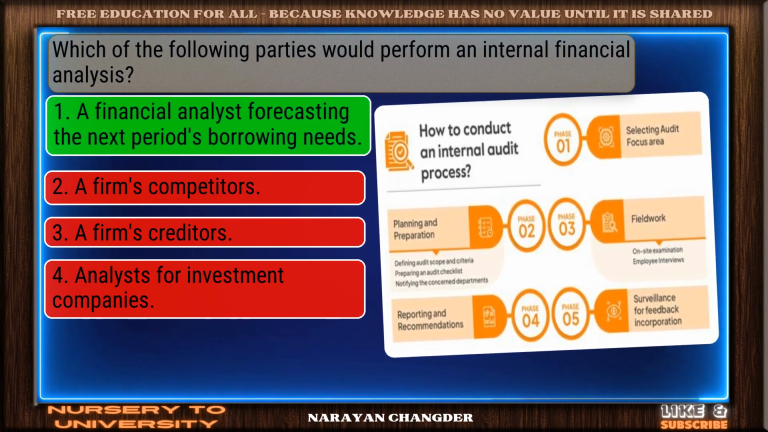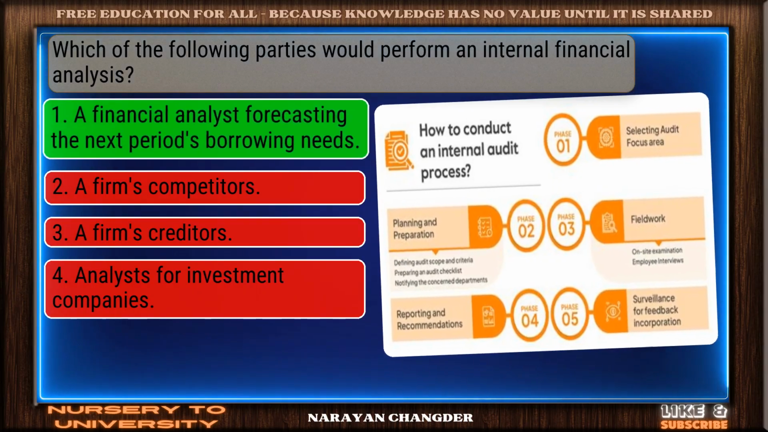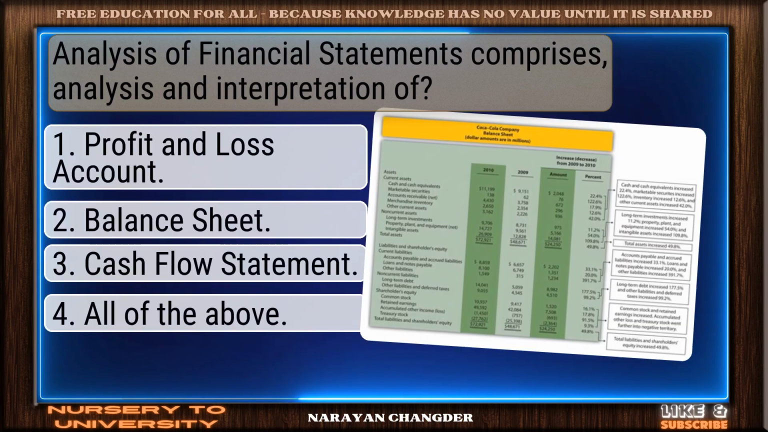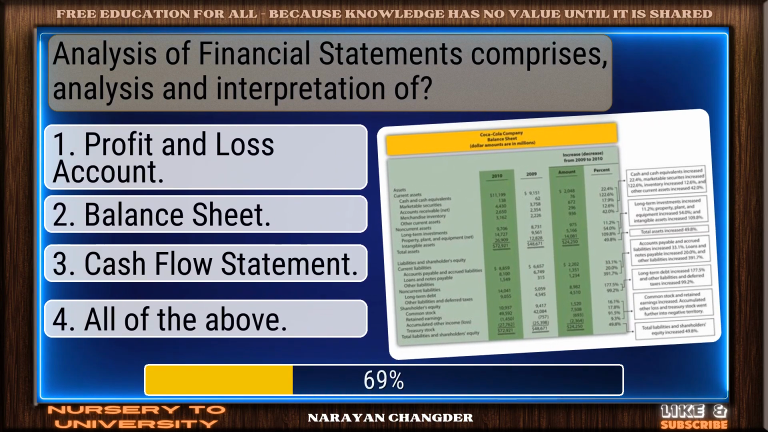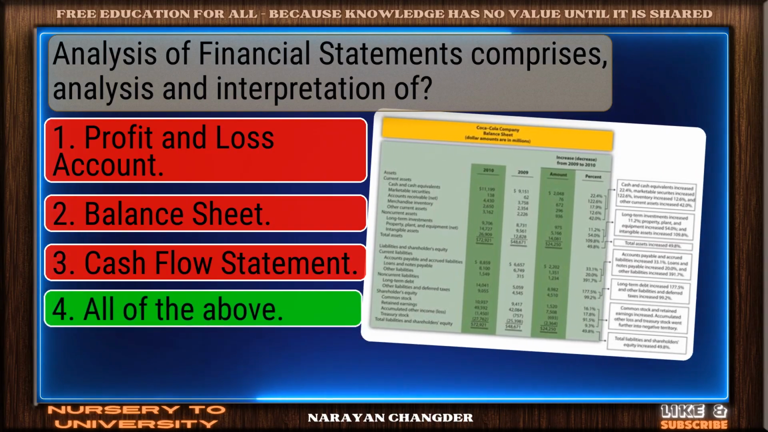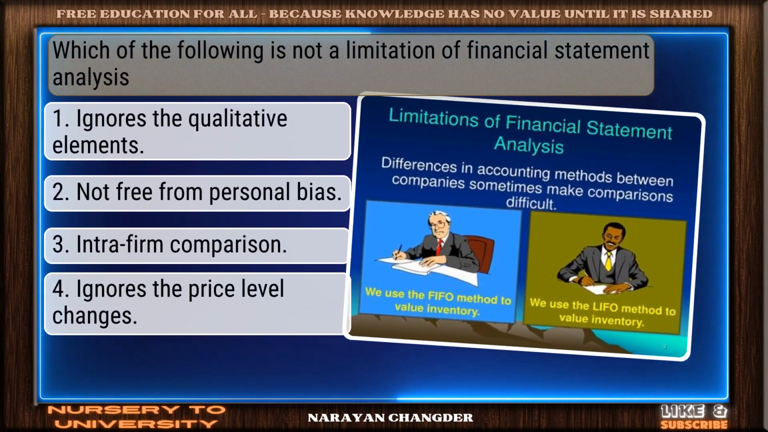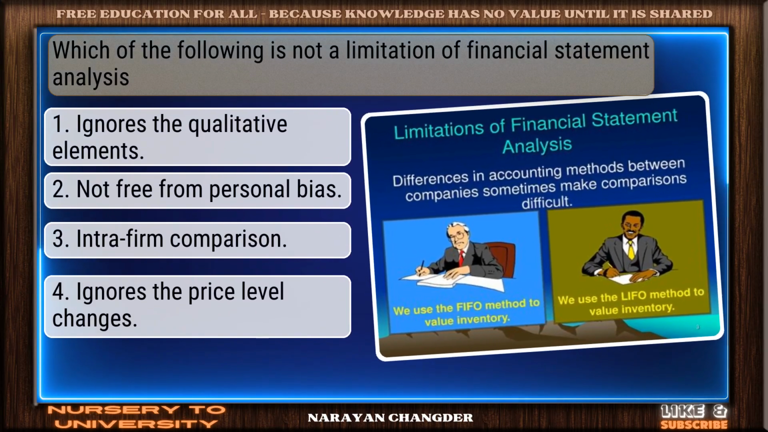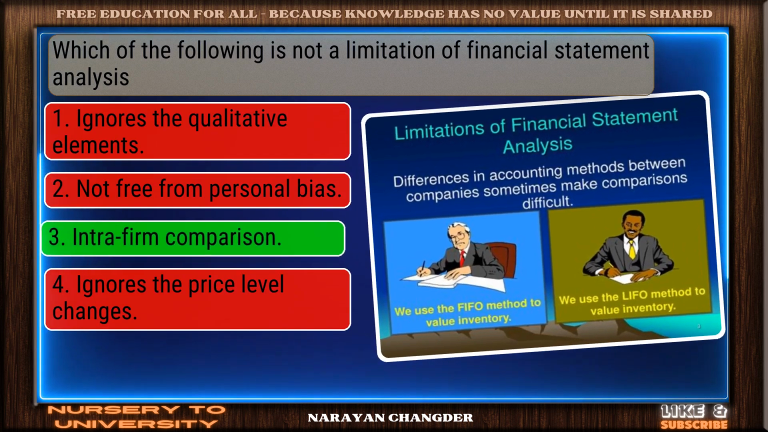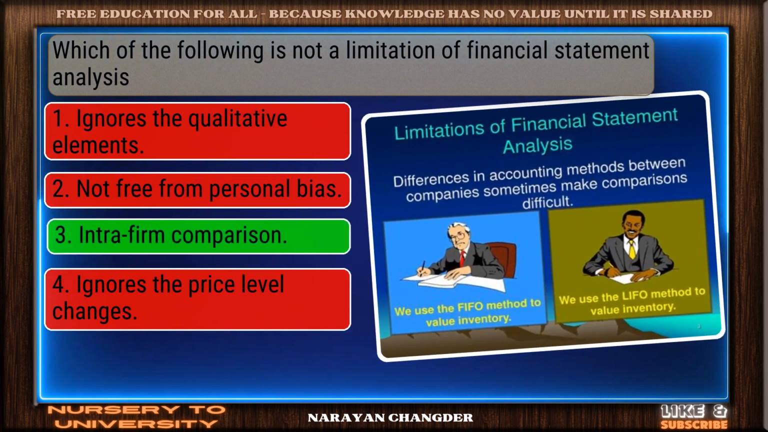Correct response. A financial analyst forecasting the next period's borrowing needs is the most accurate answer. Analysis of financial statements comprises analysis and interpretation of. Well picked. All of the above is the correct answer. Which of the following is not a limitation of financial statement analysis? Good thinking. Intra-firm comparison is the right answer.